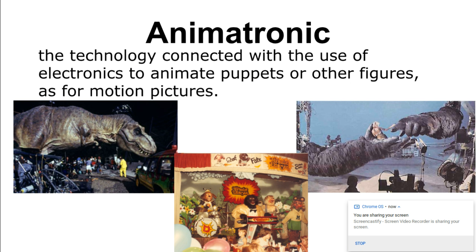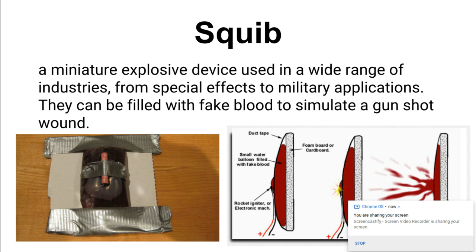All right, next one, Squib. A miniature explosive device used in a wide range of industries, from special effects to military applications. They can be filled with fake blood to simulate gunshot wound. So a little pack of fake blood, or it could even be real animal blood, that has some kind of mini explosive that is attached to the actor's body, and it'll explode to create the effect of a gunshot and the blood exploding or bursting out of the person.